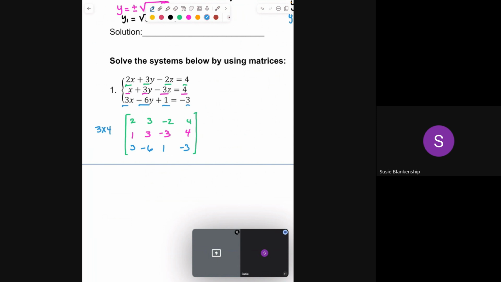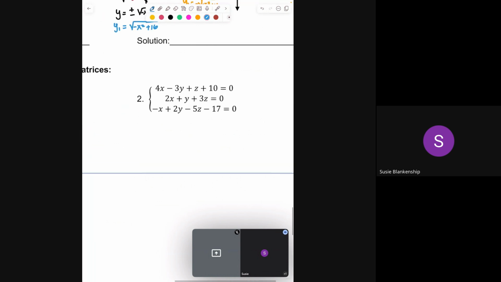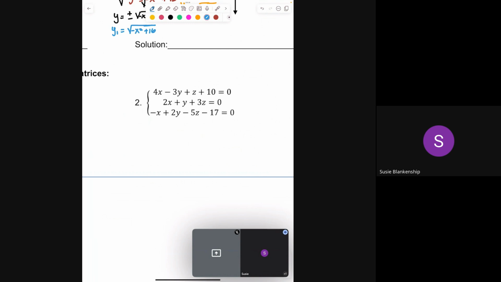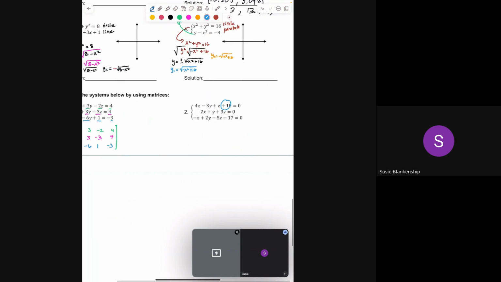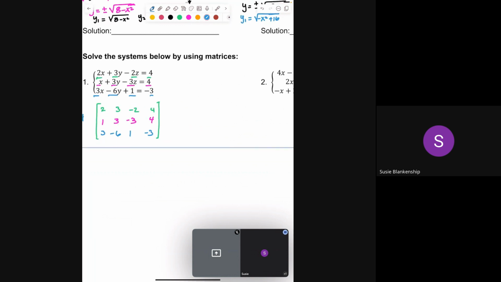Most of the time when you do a system like this, it's 3 by 4. Okay, and then put it in your calculator, go through the directions and what we did earlier, and do that again. This last one I want to look at, notice that it's not written that way. This plus 10 doesn't have a variable and it's on this side. When we did all the other ones, all the variables were on one side. Anything that didn't have a variable, a constant, was on the other side.